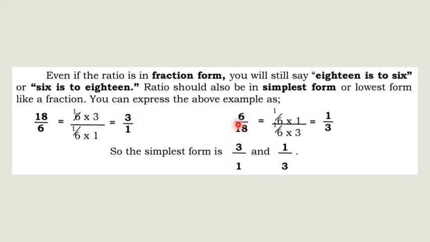So, yan. So, 6 is to 18. So, both sides, pwede natin divide sa 6. 6 divided by 6 is 1. 18 divided by 6 is 3. So, ang magiging ratio nito is 1 is to 3. So, ganyan po siya.